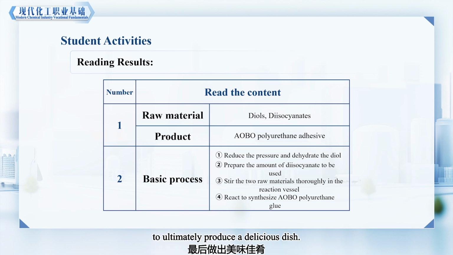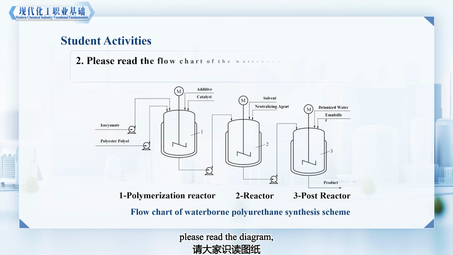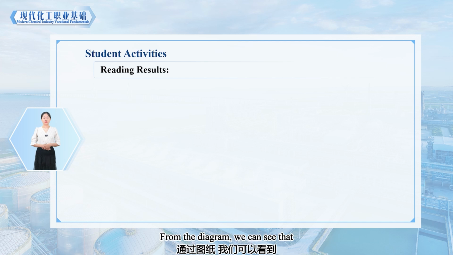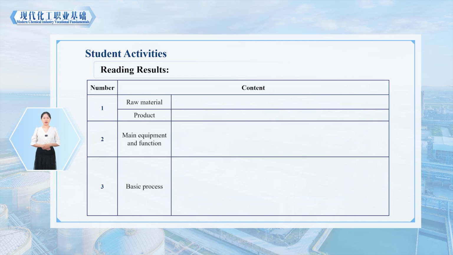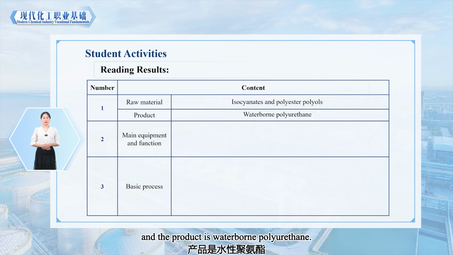produce a delicious dish. This is the process flow diagram for the waterborne polyurethane synthesis scheme. Please read the diagram and fill in the reading results into the table. From the diagram, we can see that the raw materials for this process are isocyanate and polyester polyol, and the product is waterborne polyurethane. The main equipment includes a prepolymer reactor, a reactor, and a post-reactor.